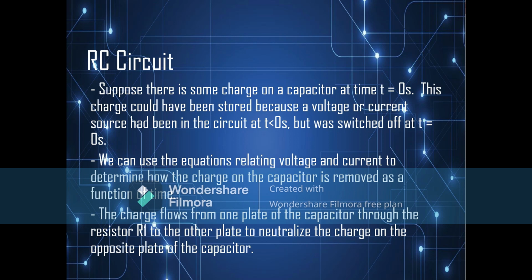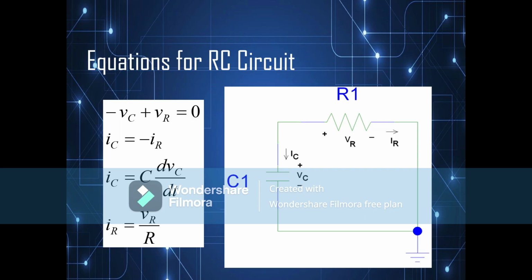The charge flows from one plate of the capacitor through the resistor R1 to the other plate to neutralize the charge on the opposite plate of the capacitor. Equation for RC circuit.